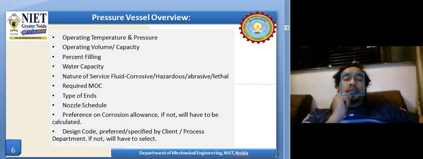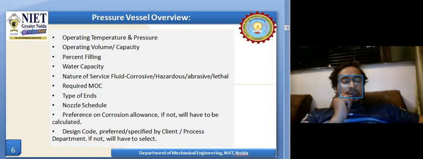Then the required MOC, which stands for material of construction. Type of ends, whether elliptical, hemispherical, toruspherical, flat, etc. And the nozzle schedule, so what is the size of the nozzle? Nozzles are mostly used to take material in and out of the pressure vessel. Corrosion allowance is mostly used when the material is corrosive in nature, so we always have to consider that in a design. And the preferred code.